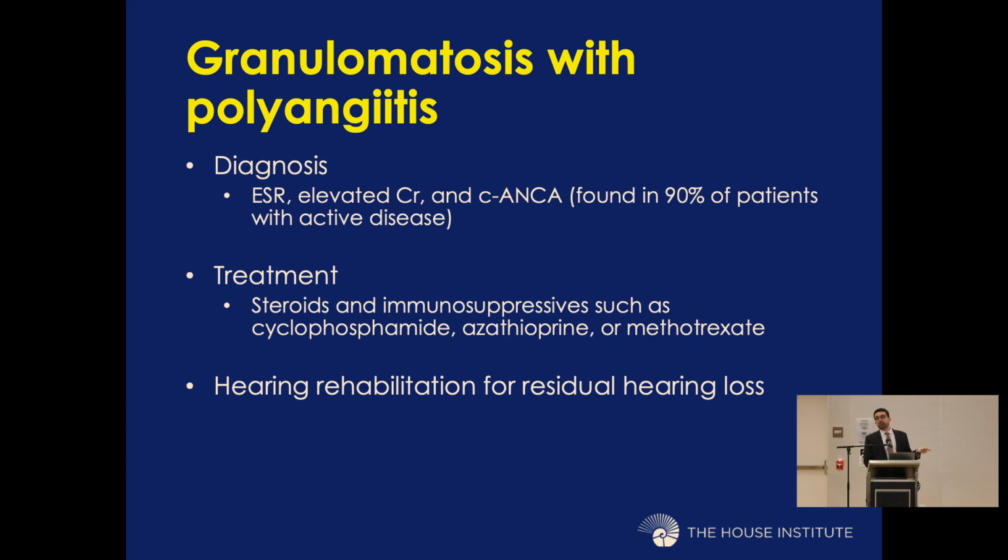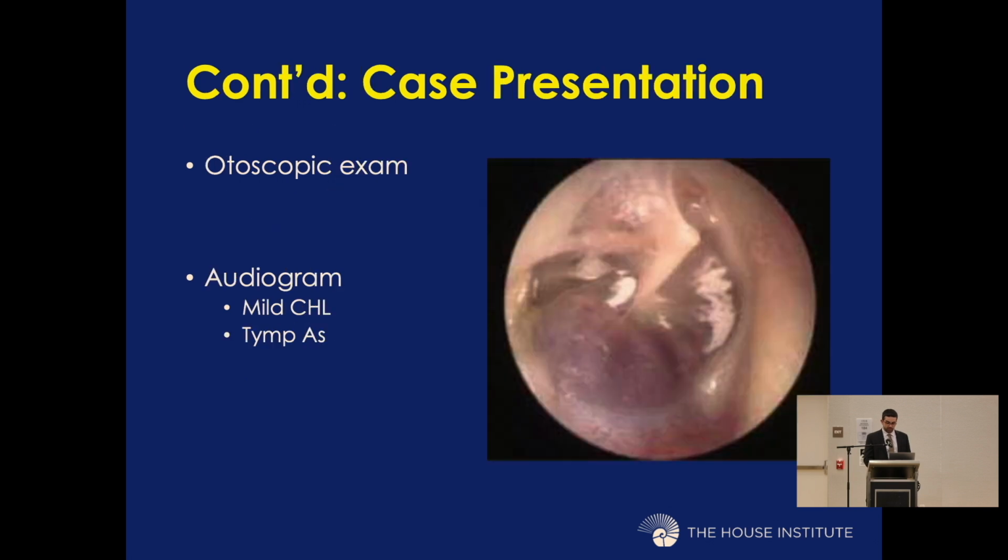If C-ANCA is positive, you send them to a rheumatologist, they get treated, and it actually gets better over time. But if they have any sort of residual hearing loss after the disease has been well controlled, then hearing aid fitting is very reasonable. All right, so back to the case that we started with. I actually didn't mention what this is, and that would be the next topic.